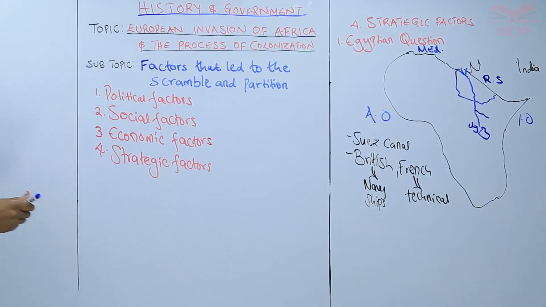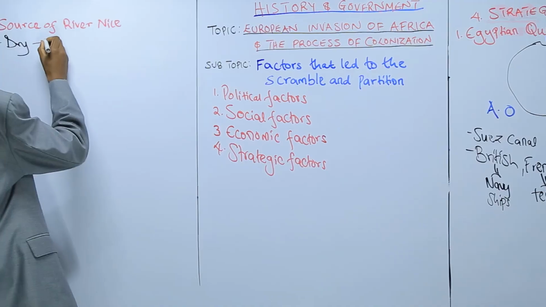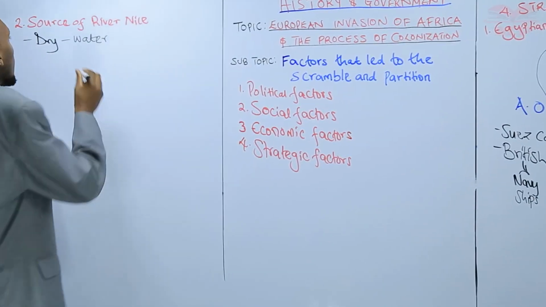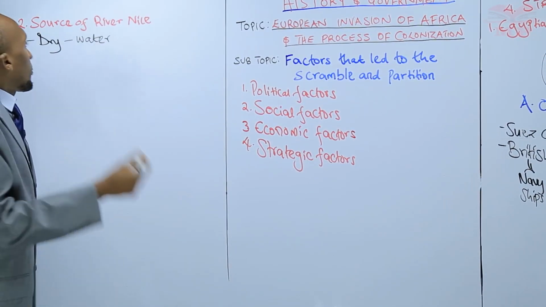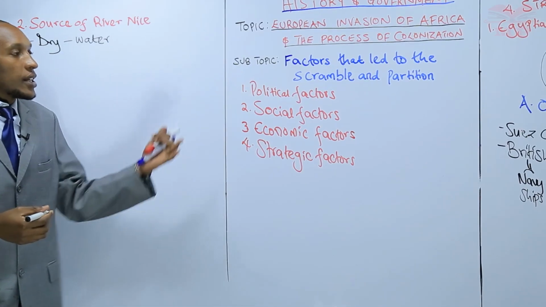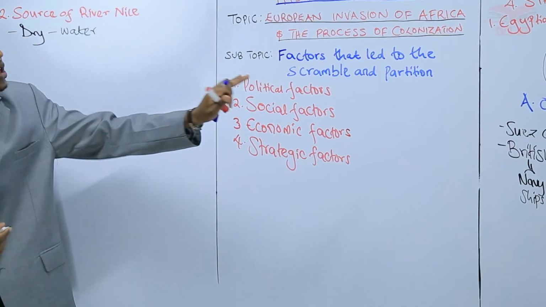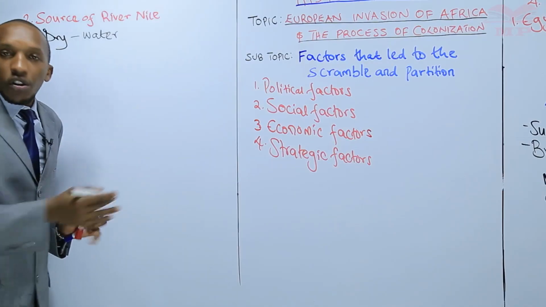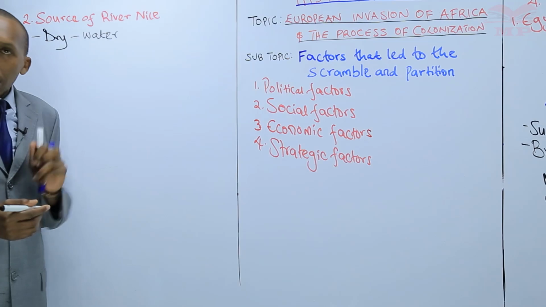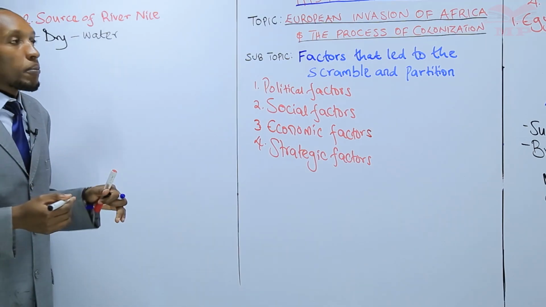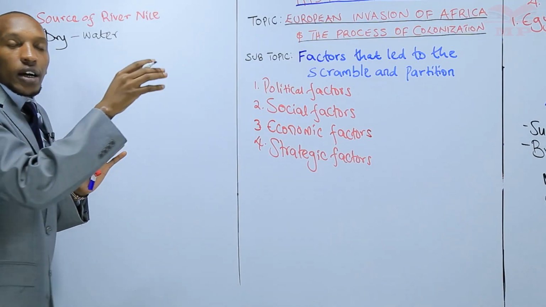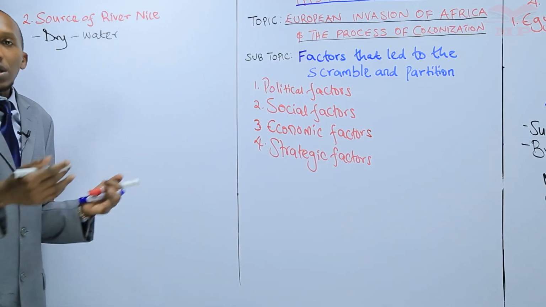Why? In Egypt, it is very dry. Egypt is dry. There is no water. Therefore, River Nile is very important as a source of water. So what would happen if another nation, for example the French, whom the British had defeated in controlling Egypt, were to come and occupy Uganda and block the waterway? That means Egypt will not get the water. So it was of strategic importance for the European powers to occupy the territories through which the River Nile would pass, so that they can secure a source of water.